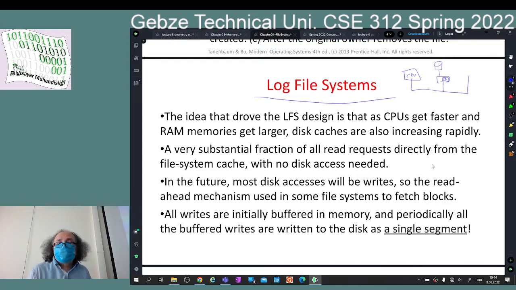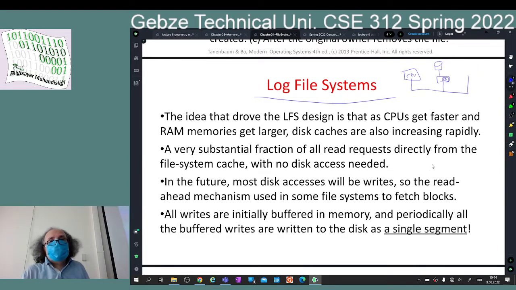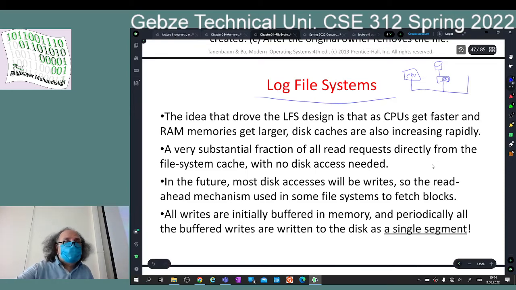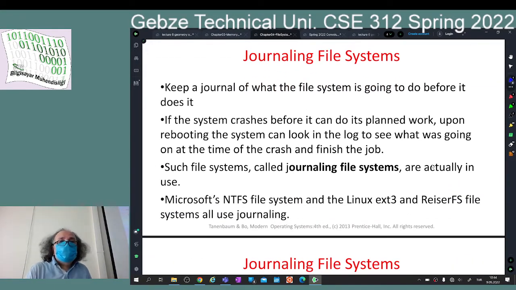So it looks like your secondary storage is behaving like a second kind of memory, a little bit slower memory, because most of the time you are processing your data from this controller, or some part of your main memory, and that will be very efficient. The cost is your file system will be more complicated. So those are called log file systems. Another file system type is the journaling file systems. In journaling file systems, again, the problem is the crashes.